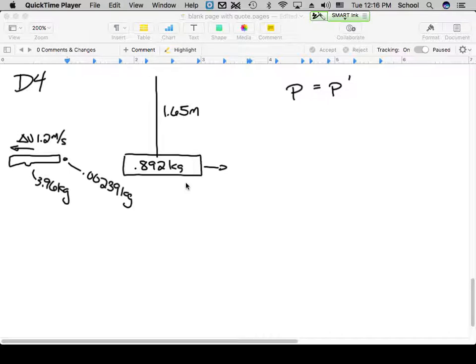And afterwards, we're going to have the 0.892, and we're going to have the bullet stuck in that, the 0.00239, traveling at some speed. Did the thing have any momentum beforehand? No, it's just sitting there waiting to get shot. So we want to say, what is the total momentum before?